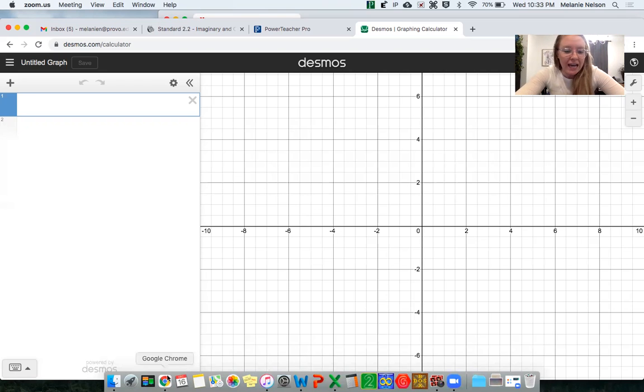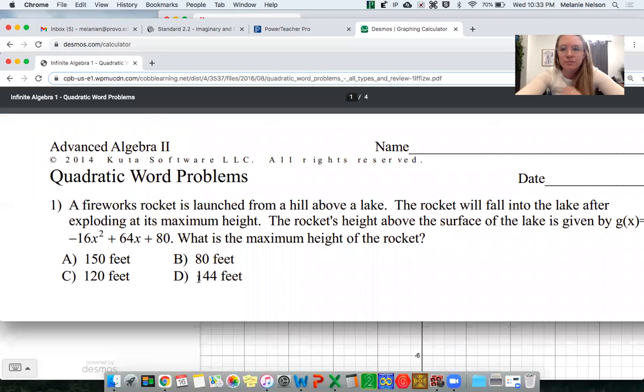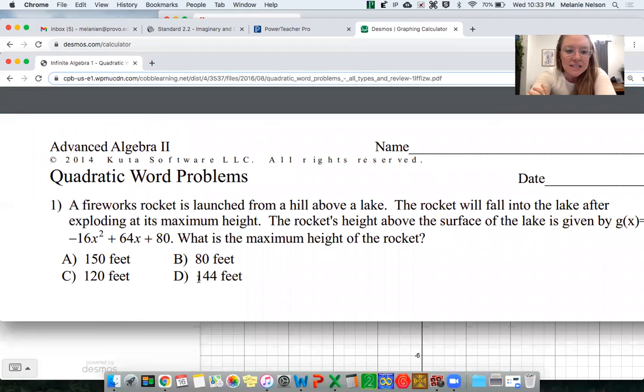So what we're going to look at is this problem here. I'm going to read it. It says, a firework rocket is launched from a hill above a lake. The rocket will fall into the lake after exploding at its maximum height. The rocket's height above the surface of the lake is given by g of x. What is the maximum height of the rocket? If you remember when we talked about graphing quadratics, the vertex can be a maximum or a minimum. In this case, we're looking for the maximum of our quadratic, so it's going to be an upside down U, an upside down parabola.